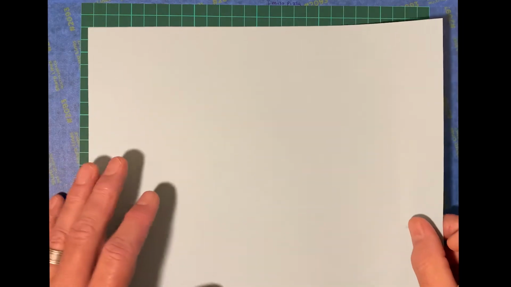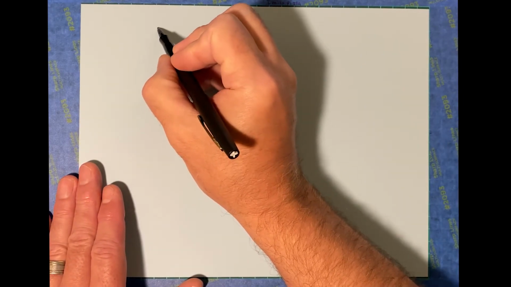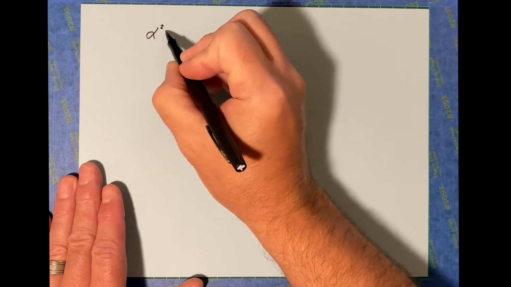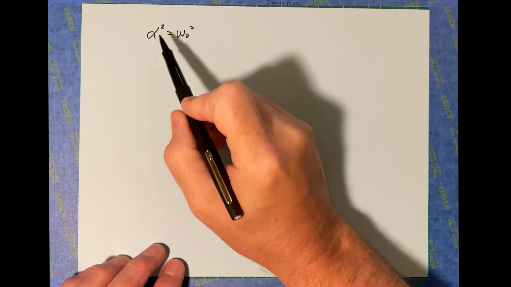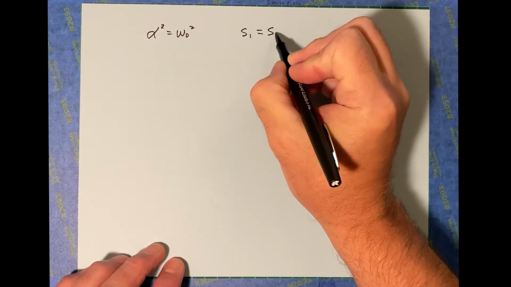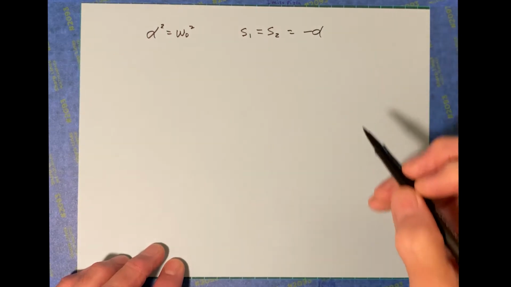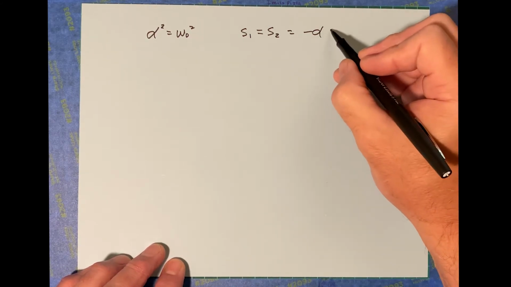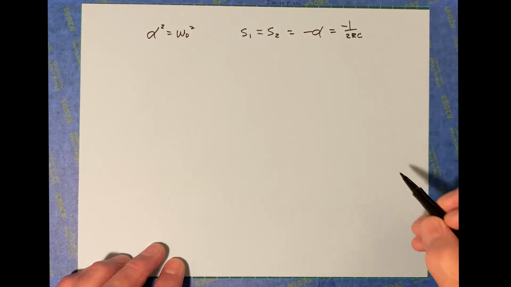But for right now, let's also cover the critically damped, and maybe you can see a little bit about where that comes from. So for the critically damped solution, we've got the case where alpha squared is equal to omega naught squared. In that case, S1 is equal to S2, and they're both equal to just minus alpha. And the minus alpha, remember, that's just 1 over 2RC, like that.